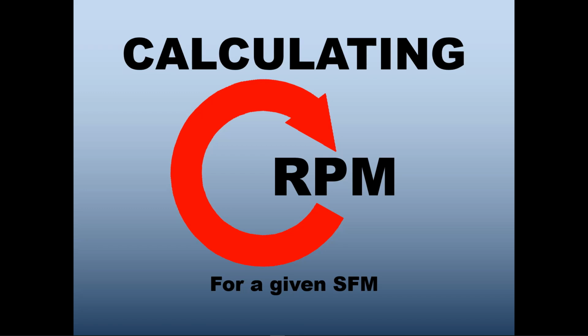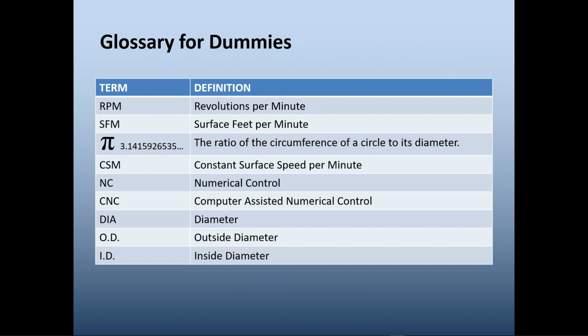Welcome. This presentation is a discussion on calculating the revolutions per minute for a given surface feet a minute. Before we get started, let's look at a few terms that you'll hear me use. First one is RPM, revolutions per minute. Second one is SFM, surface feet per minute. Third one is pi. It's the ratio of the circumference of a circle to its diameter. That's all we need to know about that.